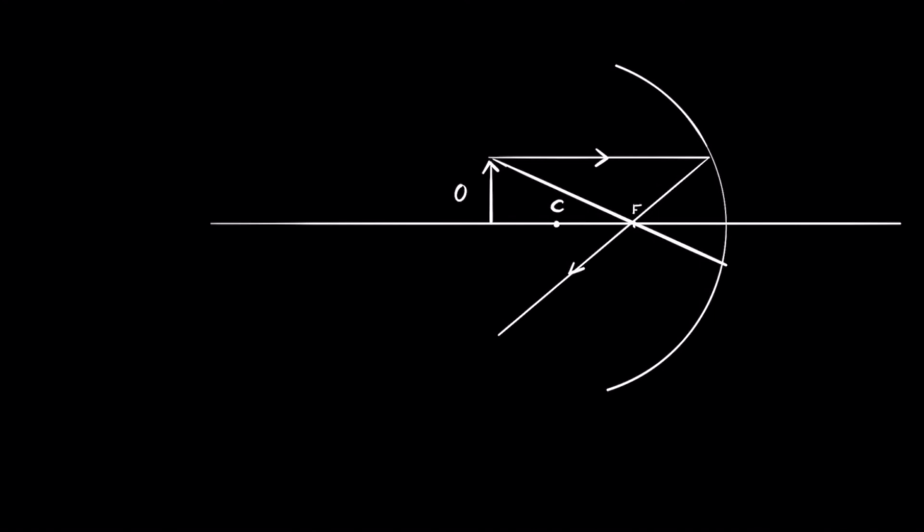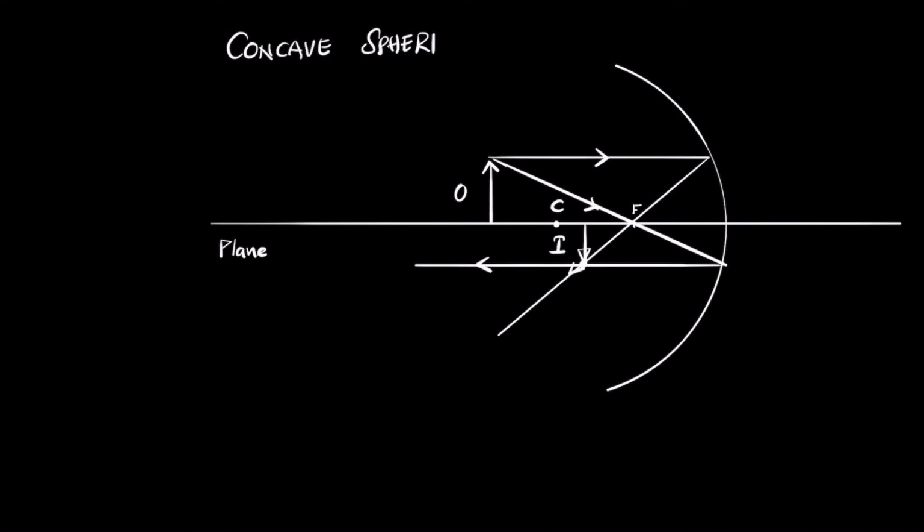So draw through the focal point and then draw a line parallel to the principal axis. So this is the principal axis, so draw a line parallel to this. The intersection point is the image. So this is how you can draw the image formed by a curved mirror. This is the image formation from a concave spherical mirror.